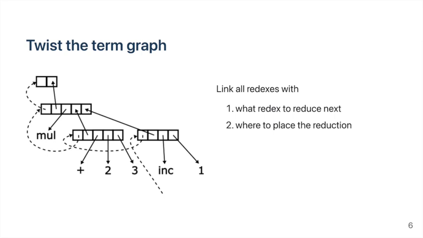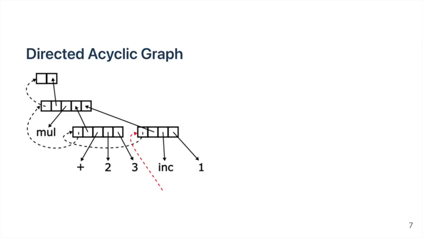Redexes may take arguments. Those are pointed towards, but a redex also has a result, and that result should go somewhere. The solid lines pointing upward at empty boxes show where the result should go. We twisted the representation, though evaluation is straightforward, and we'll come to that later.